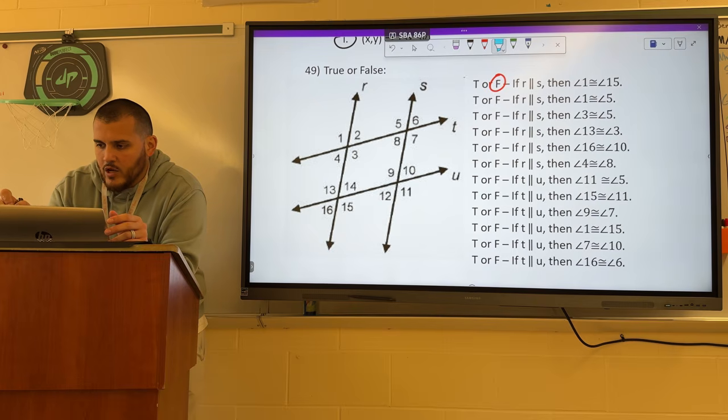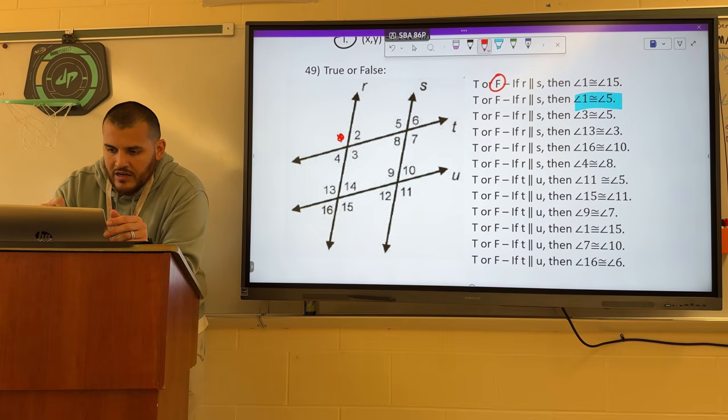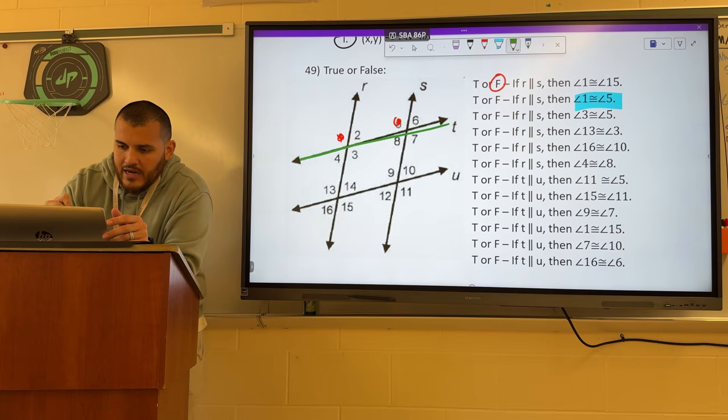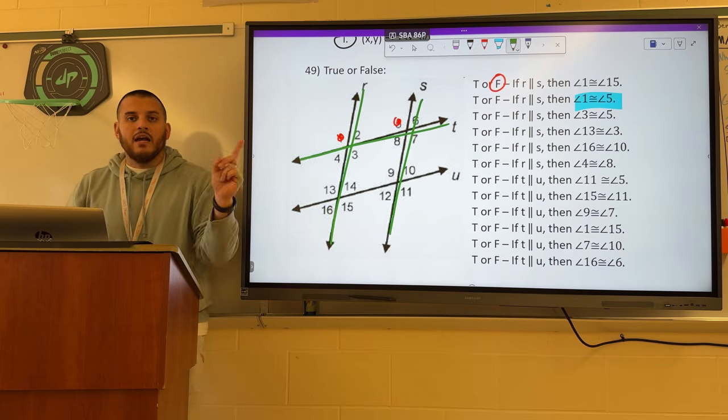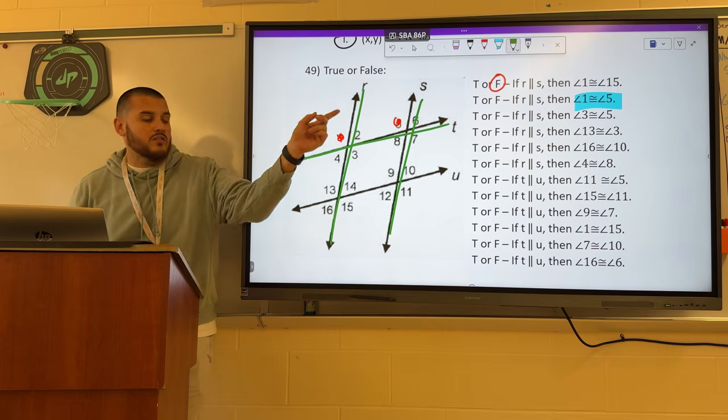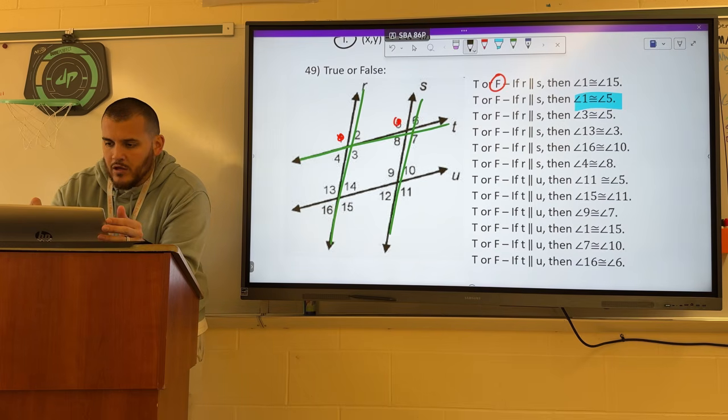So next one, we got 1 and 5. Okay, 1's here, 5 is here. That's created by these lines. That is R and S. That would have to be parallel for these corresponding angles to be congruent. That is absolutely true in that example.